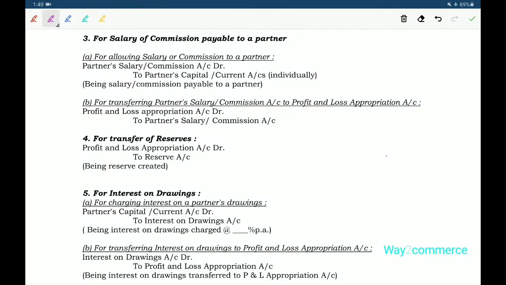Next, for salary or commission payable to a partner, we know that partner salary or commission is also an expenditure to the business. That's why first of all, for allowing salary or commission, partner salary or commission account debited to partner's capital or current account individually. After that, what entry may we have to post? Appropriation entry. What is the appropriation entry? Profit and loss appropriation account debit to partner salary or commission account.